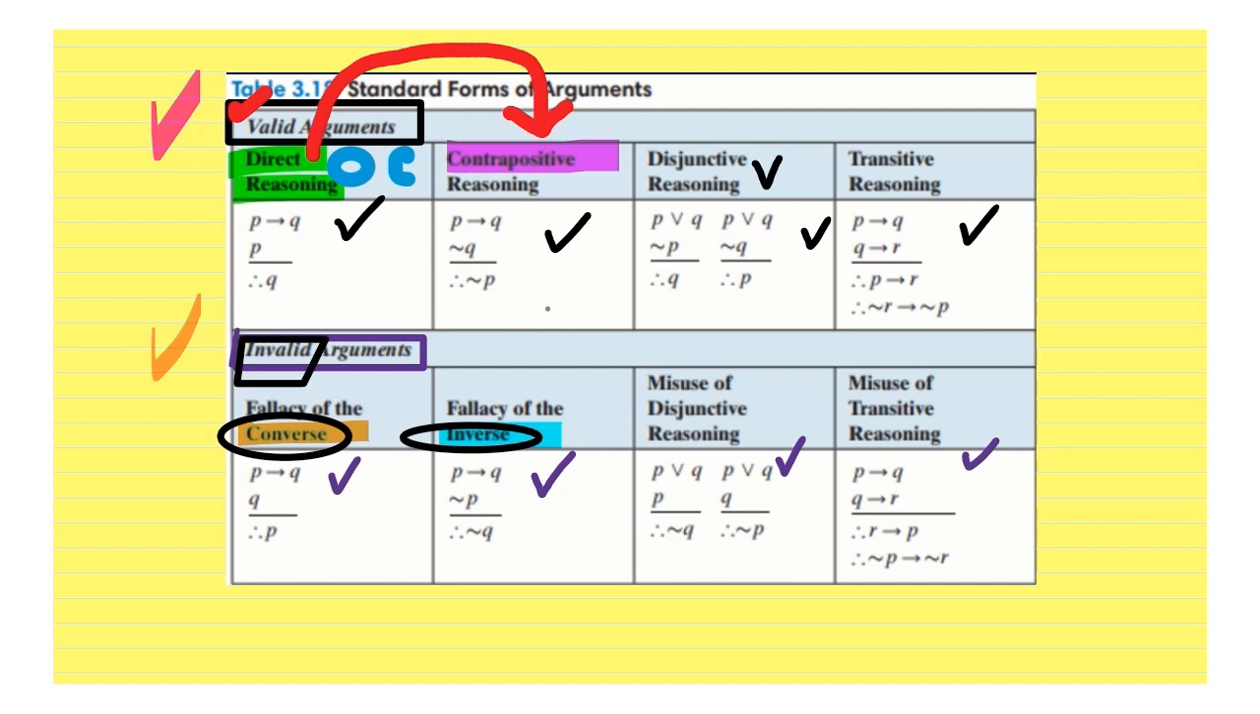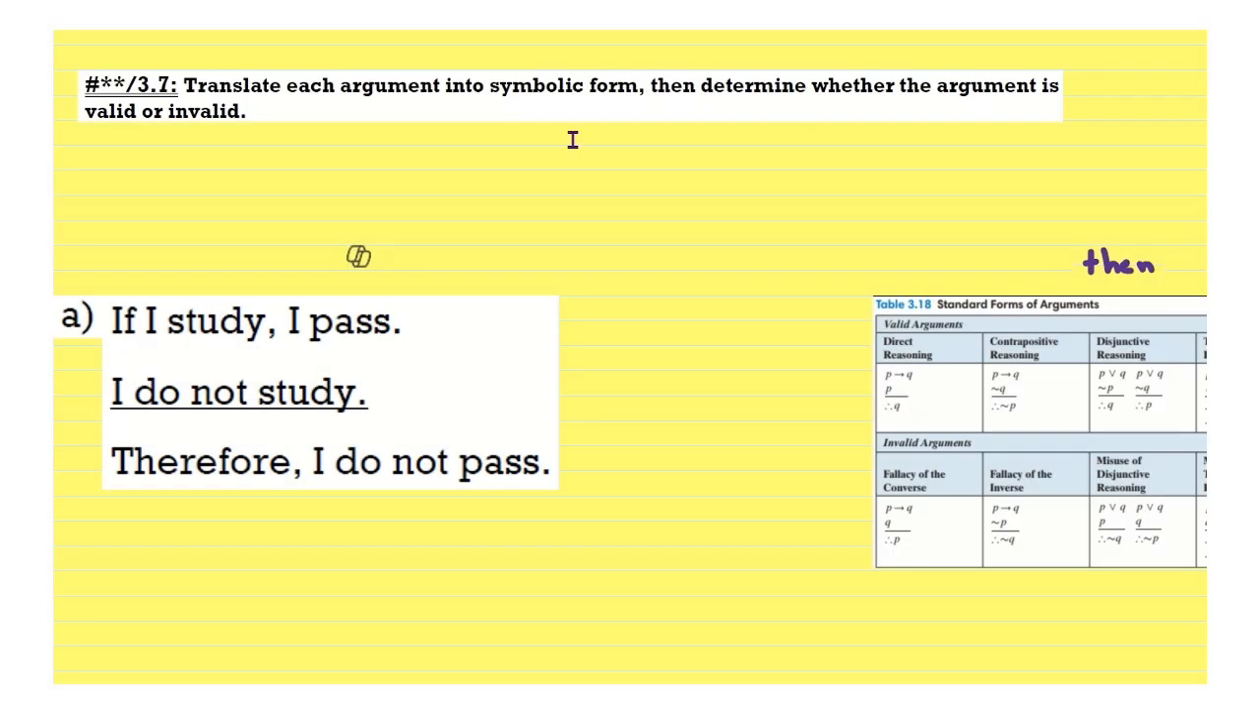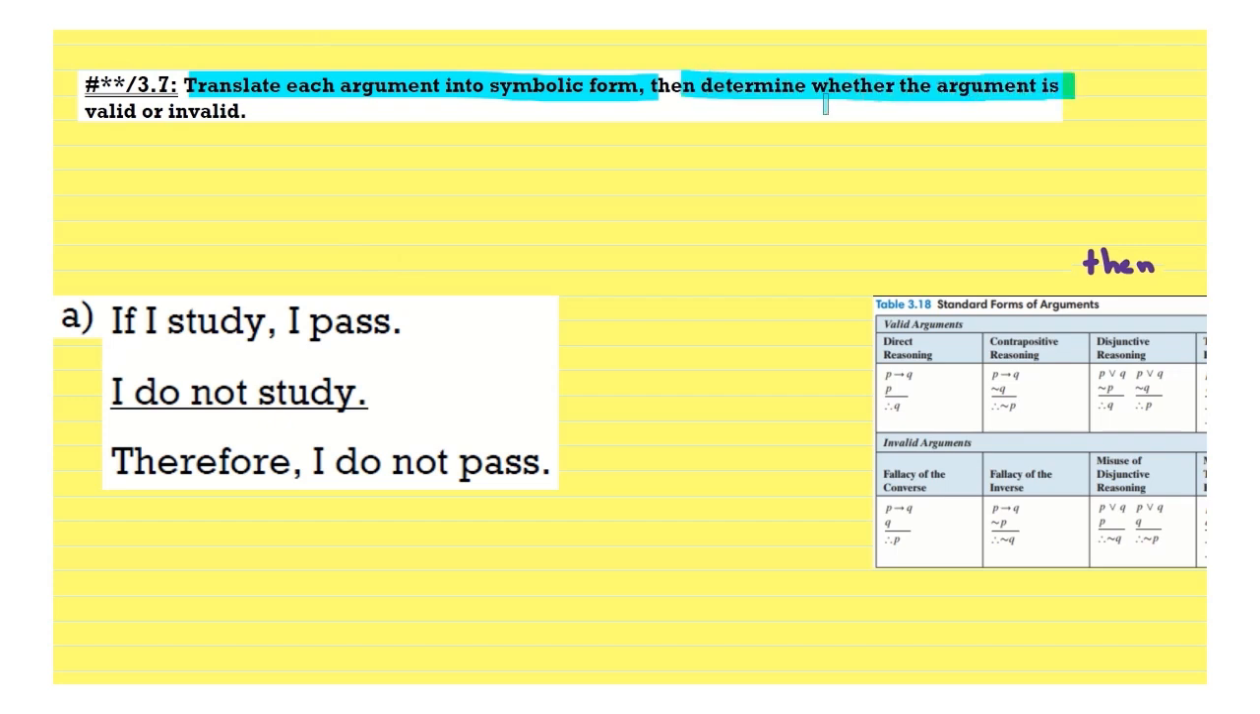Okay, so we're going to use this chart repeatedly while we're assessing some English word statements that we are going to convert into symbolic language. Our instructions tell us that we're going to translate each argument into symbolic form, and then we're going to determine whether the argument is valid or invalid. So let's look at what they've given us.